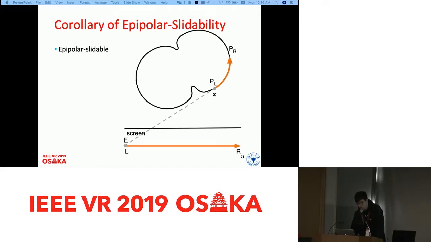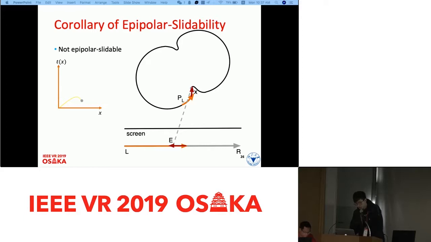By observing the trajectory of the corresponding viewpoint, we have a corollary of epipolar-slidability: if PL is epipolar-slidable, the corresponding viewpoint for x moves monotonously from L to R. However, if PL is not epipolar-slidable, the movement of the viewpoint E is not always incremental before it reaches R. In other words, the monotonicity of the trajectory breaks at some extreme points where the derivative of the trajectory function is 0.